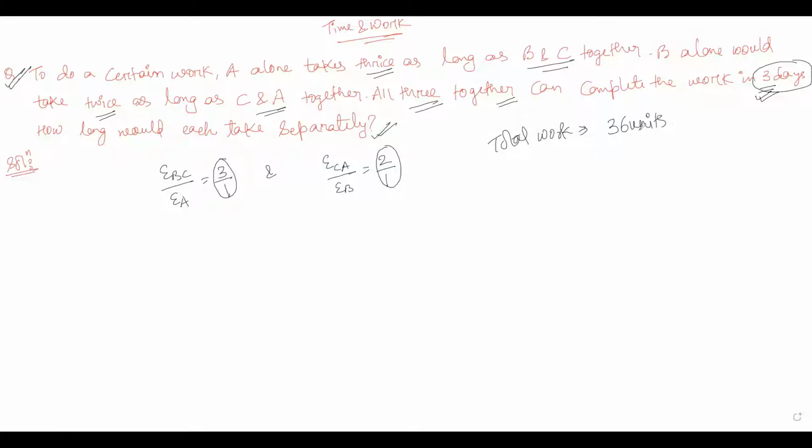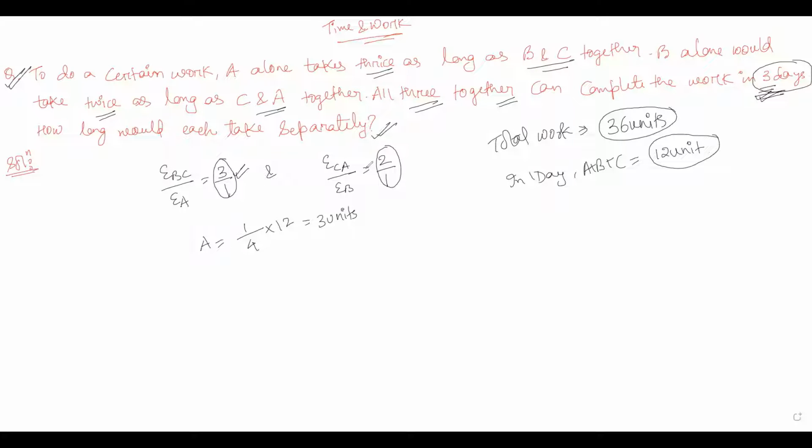So I can say that in these 3 days, A, B, and C can complete this 36 unit of work. So in one day, A, B, and C would be able to complete 36 by 3, that is 12 unit of work. Now it has been given that the efficiency ratio of BC and A is 3:1, and the total work that they can do in one day is 12 units. So we can say that in one day, A would be able to do 1 upon 1 plus 3, that is 1 by 4 times 12, that is 3 unit of work.